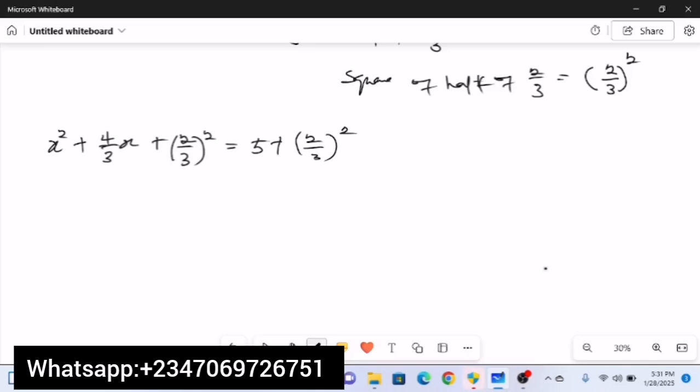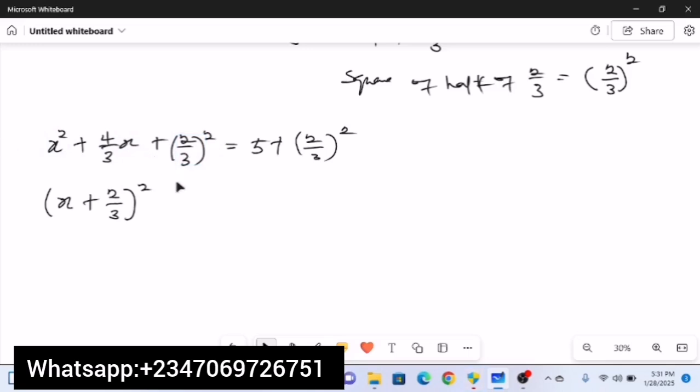So at this point, I have x squared here, I have (2/3) squared here. What you do simply is pick one of the x, open a bracket, pick one of the x, plus pick one of the 2/3, close this bracket and square this. If you expand this equation, you're going to be having everything here: x squared plus 4/3 x plus (2/3) squared. You're going to be having these values.